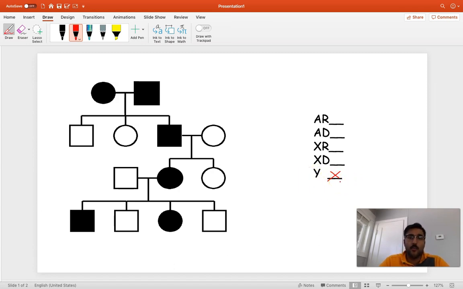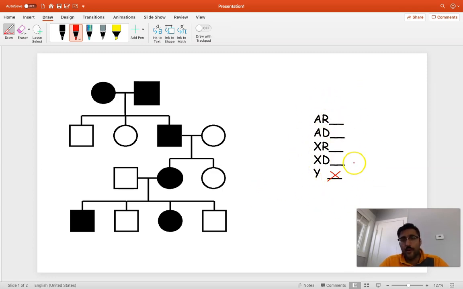Once I get the Y out of the way, I like to go to autosomal recessive. So if you were solving one of these questions, I would quickly write AR, AD, XR, XD, and Y off to the side of your pedigree so you can do the work we're about to do.